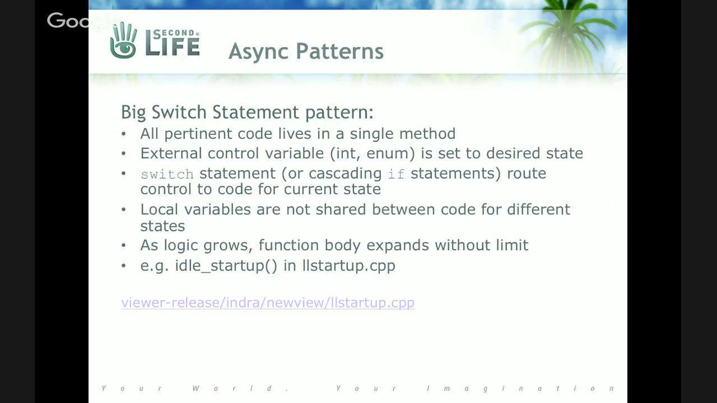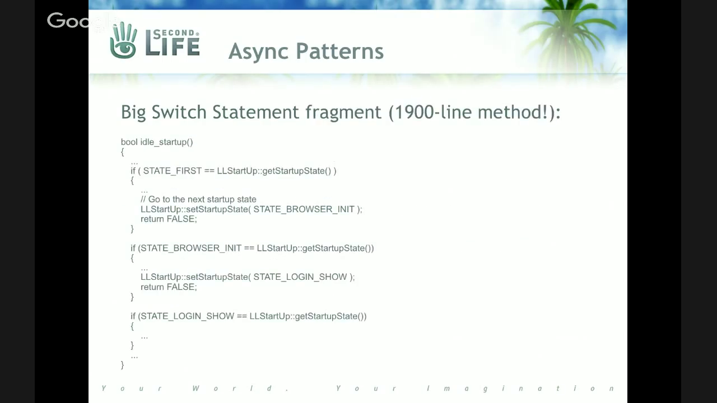So we'll look at llstartup.cpp. Its idle startup function is 1900 lines. When I first was poking at it a couple of years ago, it was only 1700 lines. So we've acquired quite a few additional lines of logic in line in this method in the last couple of years. And as you can see, it just tests llstartup get startup state, which is an access method for a static, and compares it to different state values. But you can see that each of those cases, having done what it's going to do, returns from the method.